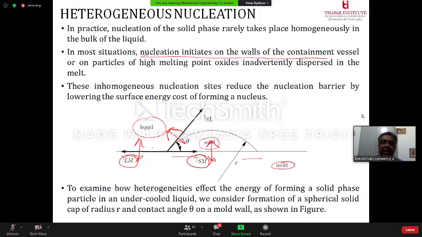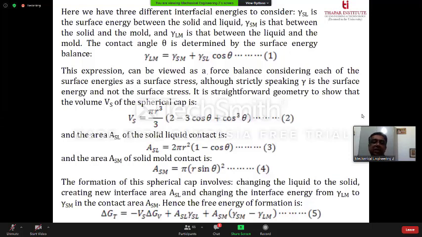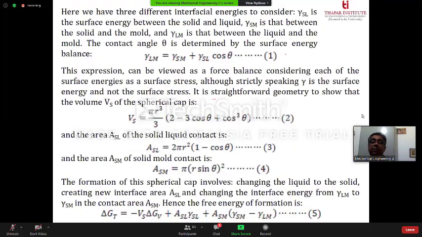So rather than having a single energy, you have multiple energies acting in the system right now. The shape of this solid that is being developed defines how the energy, gamma SL, the surface energy between solid and liquid phase, is going to behave. And this angle theta plays a very significant role in identifying how this surface energy variation will take place. Now if you balance the surface energy, this is gamma LM, this is gamma SM, and this side it will be gamma SL cos theta. So gamma LM is equal to gamma SM plus gamma SL cos theta. The surface energy balance takes place in this way.